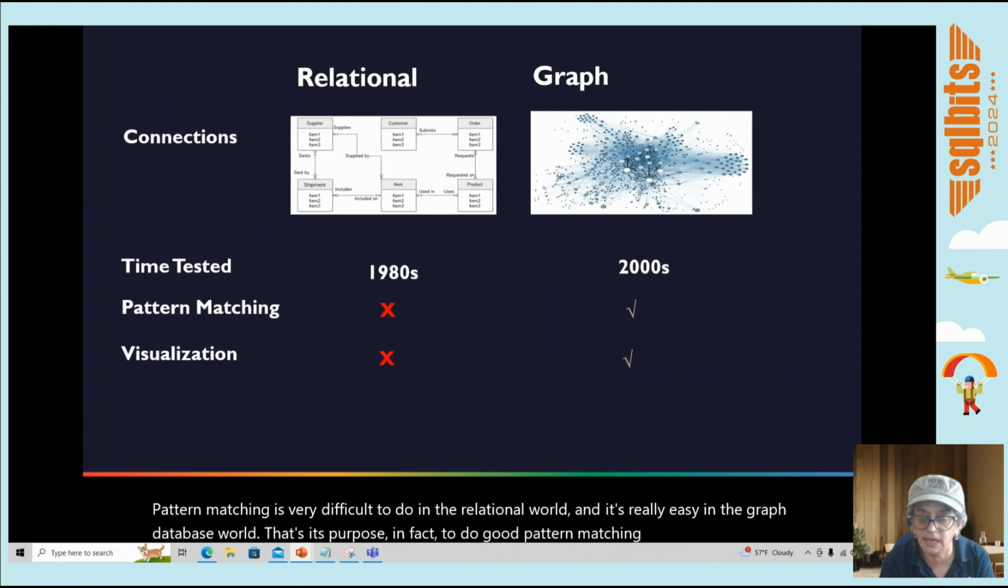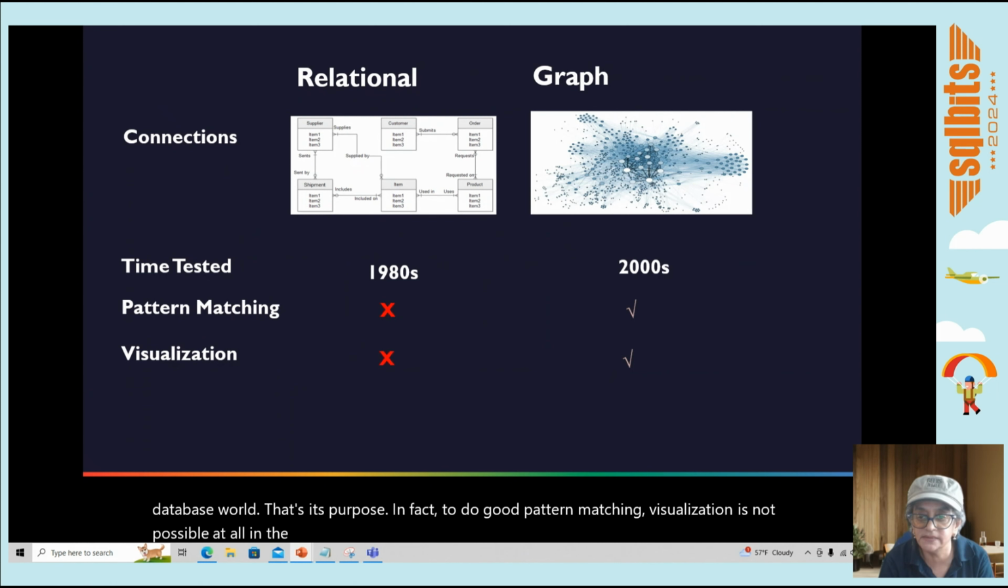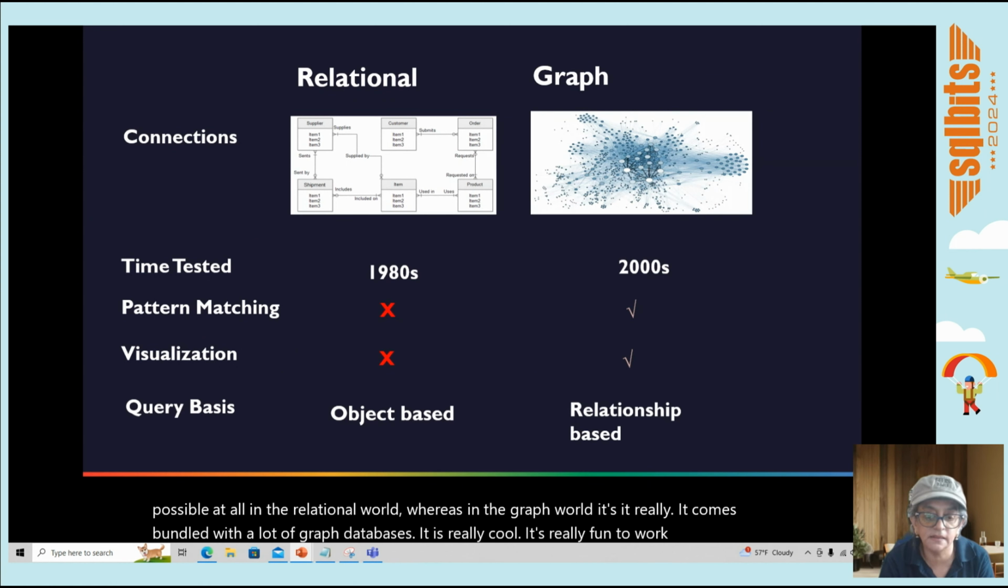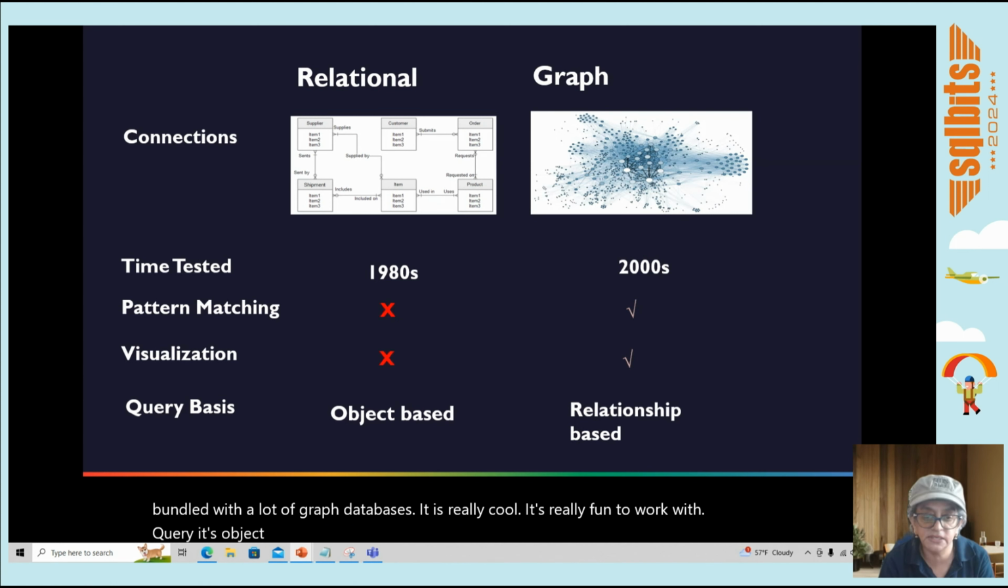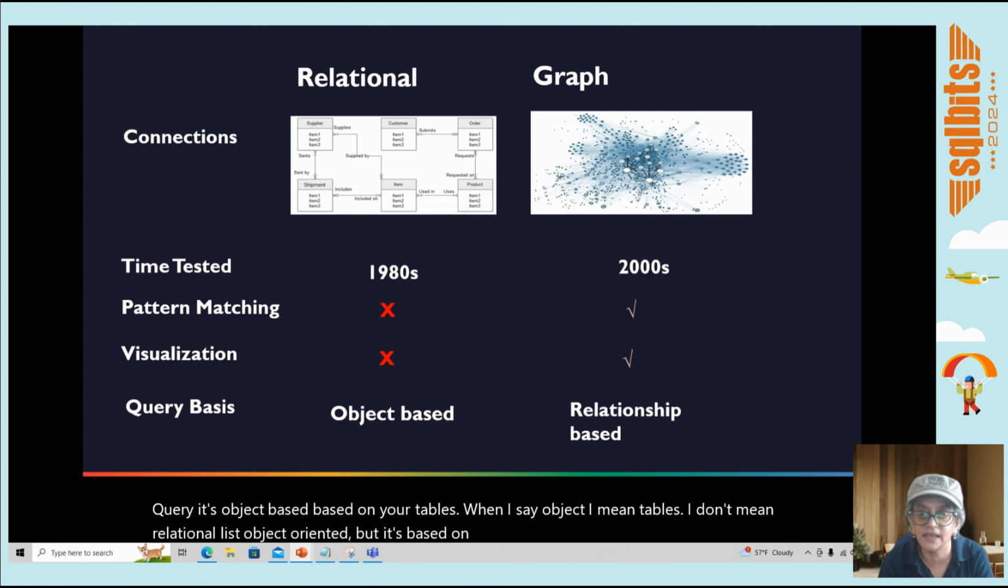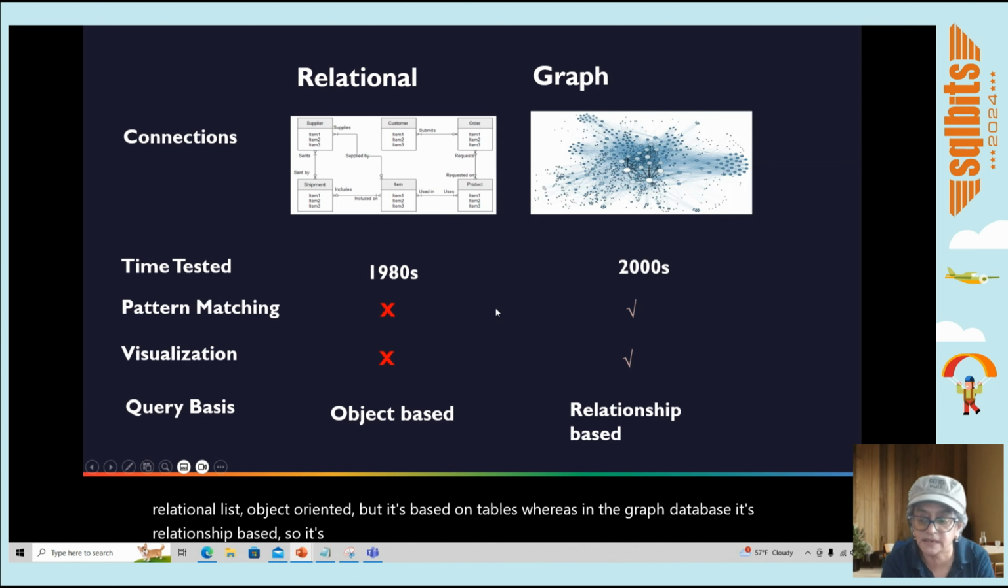Visualization is not possible at all in the relational world, whereas in the graph world, it comes bundled with a lot of graph databases. It is really cool. It's really fun to work with. Query, it's object based, based on your tables. When I say object, I mean tables. I don't mean relational is object oriented, but it's based on tables. Whereas in the graph database, it's relationship based. So it's a complete shift in mindset around how you look at it.